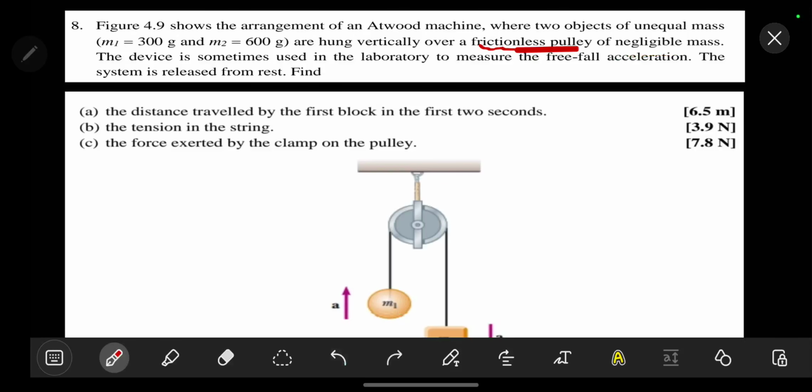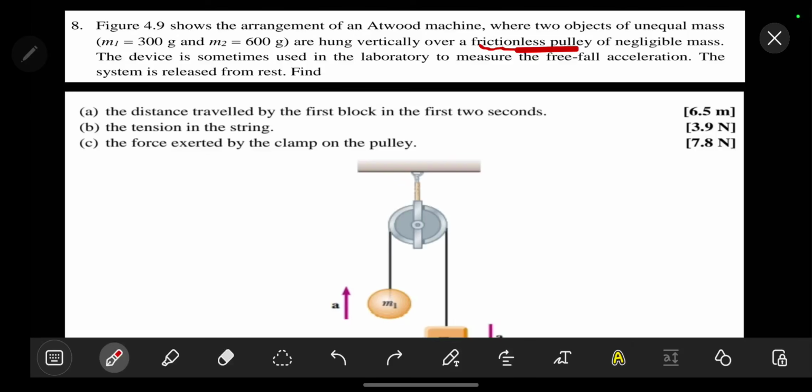So this is the first part of dynamics. So these conditions have to be met. The pulley has to be frictionless, and also we have to have negligible mass. So now we have been told that the device is used in the laboratory to measure the free fall acceleration. The system is released from rest. Then we are told find the distance traveled by the first block in the first 2 seconds.